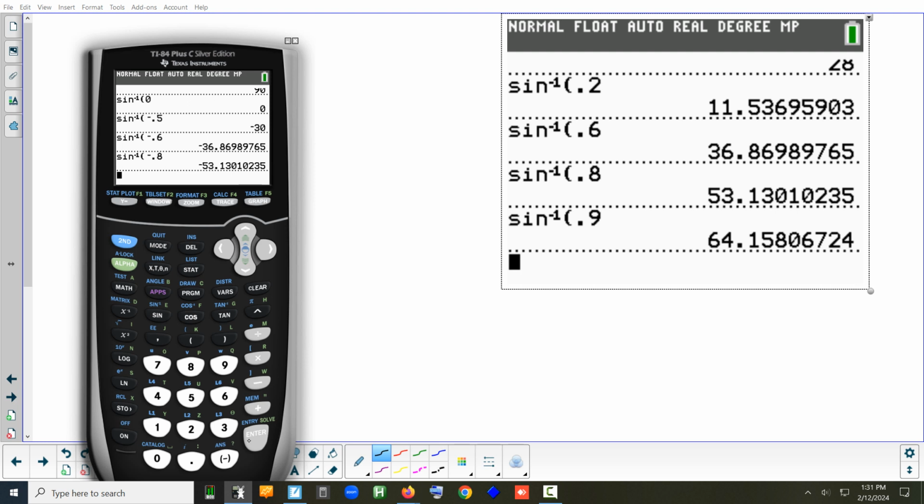Negative 0.8. We're also getting close to a number going this way too. Inverse sine of negative 0.999. What do you think the lowest answer I'm ever going to get is? Negative 90. And I'm going to get that when I plug in negative 1. If I try to go past it, let's try negative 1.something, just a little bit past it, it doesn't work. You get an error.